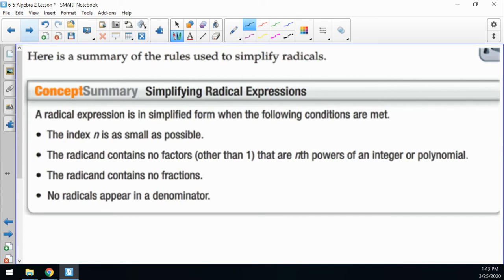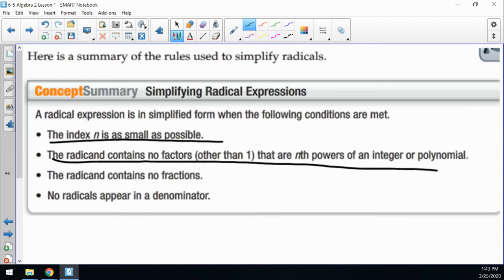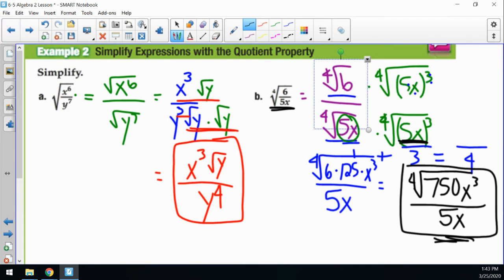Okay, so here are the rules for simplifying radical expressions. First, we want to get n to be as small as possible. That's our goal. We also want to get no factors other than 1 that are to the nth power of an integer or polynomial. That's like in our example when I didn't just leave it as 5x to the third underneath the radical. I actually simplified it out, and so that I had 750 in the end.